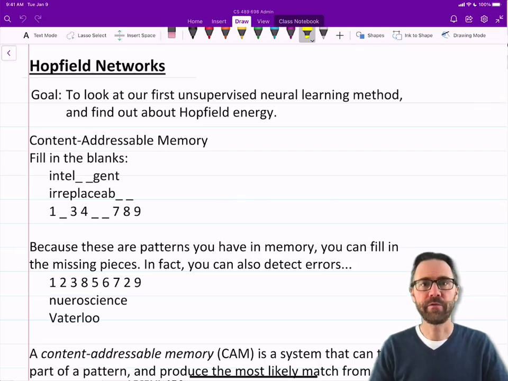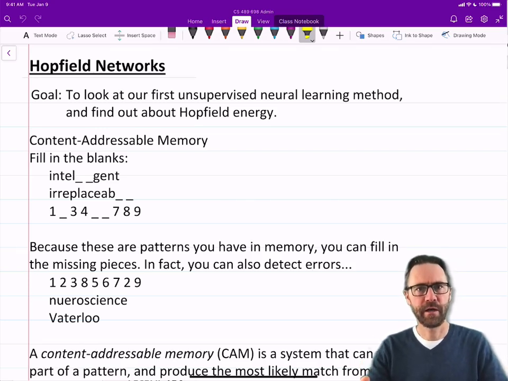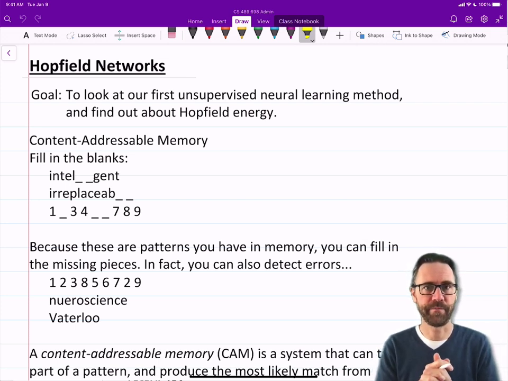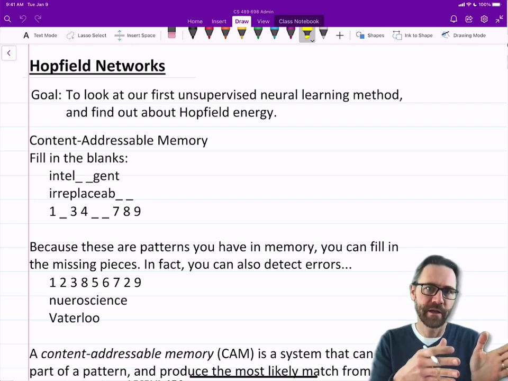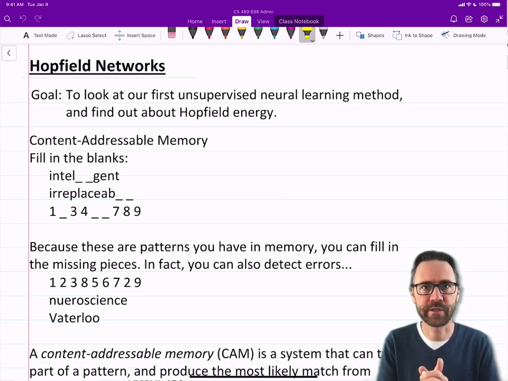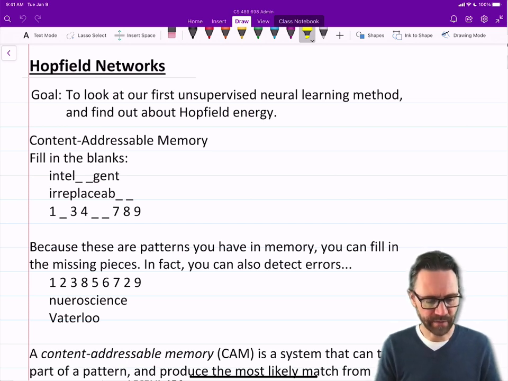In this video, I want to describe to you the first unsupervised learning method that we'll cover. In fact, this is the main unsupervised learning method that we'll cover. Autoencoders are kind of unsupervised learning, but we actually train them in a supervised learning setting. So Hopfield networks are unsupervised. The goal is to look at our first unsupervised neural learning method and find out about Hopfield energy.